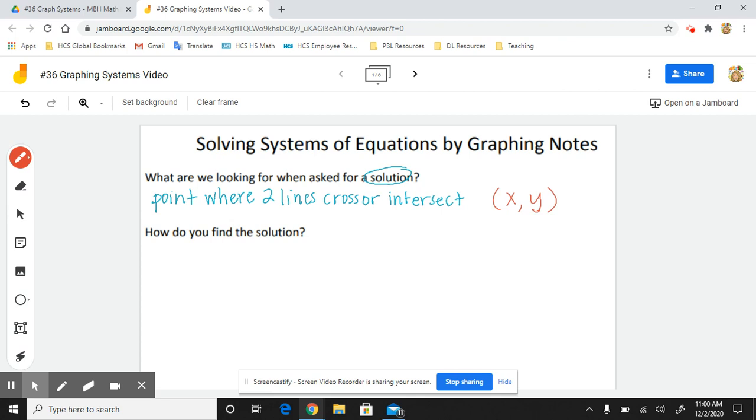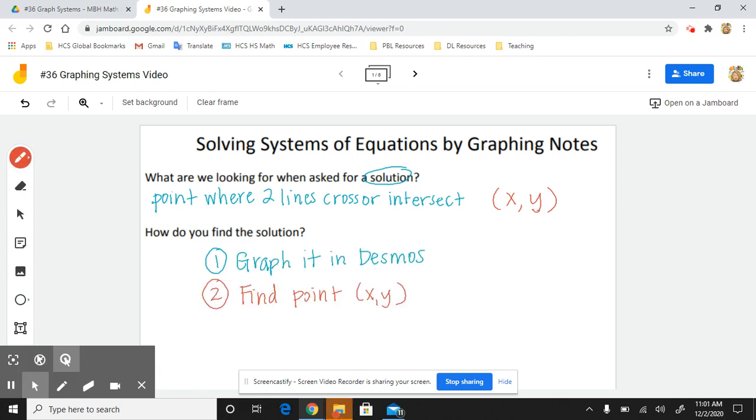So how do you find the solution? Well, first, we're literally going to graph it. Sometimes the graph will already be there. So first you're going to graph it in Desmos, and then you're going to locate where they cross or touch. And that'll reveal the x, comma, y, the point which is our solution to our system of equations.